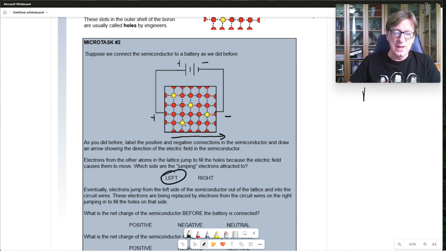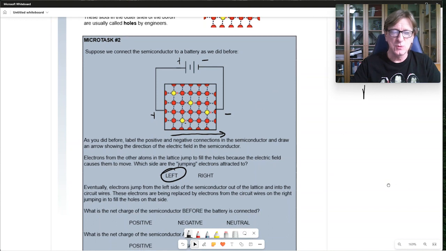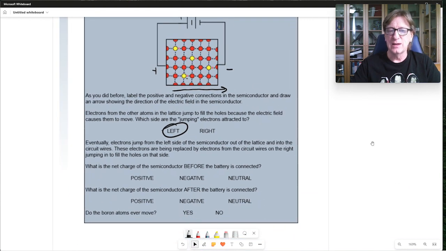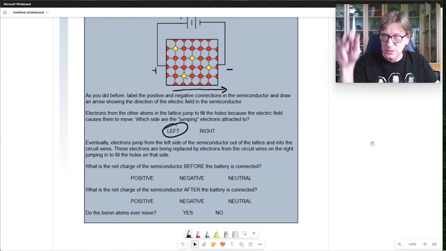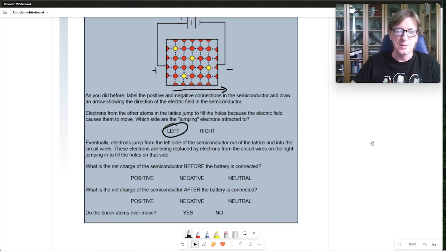But for now, I want you to look at this and you should see that, yes, the physical thing that's moving is still that electron, and it's just jumping from one hole to another hole to another hole to another hole. And then, as we say, eventually the electrons move out of the left side, out of the lattice, and back into the circuit wires.